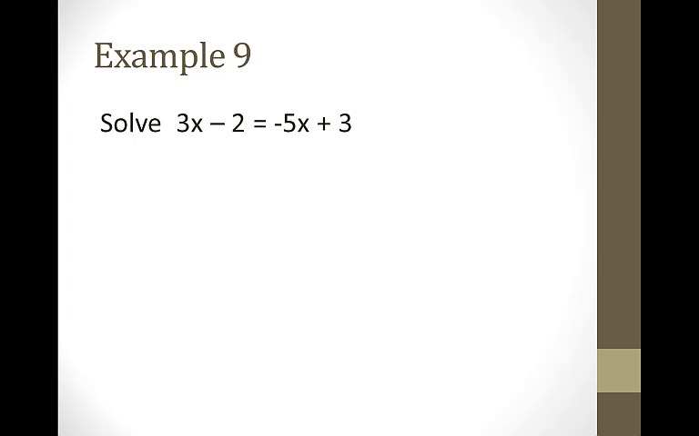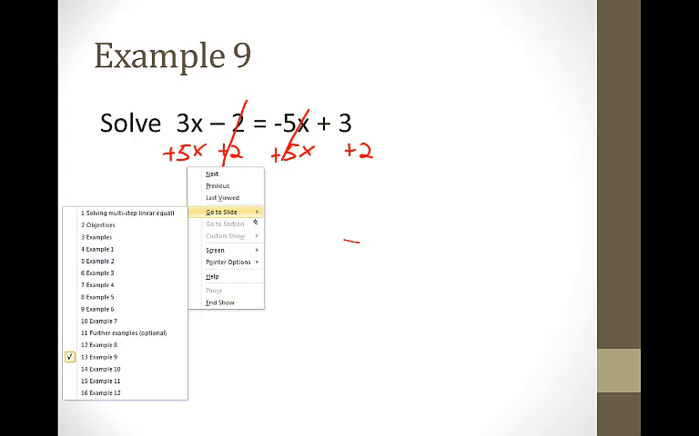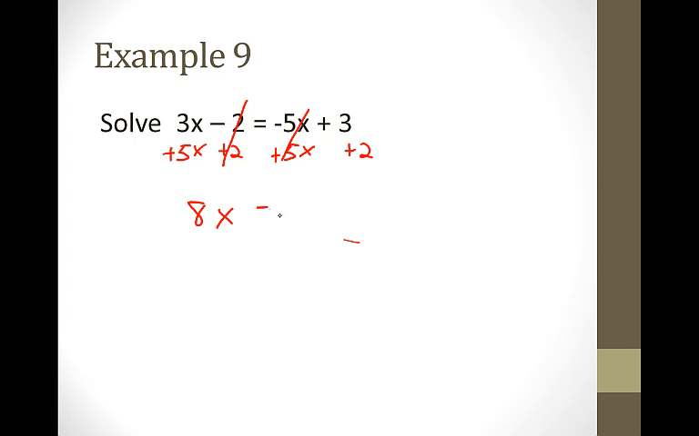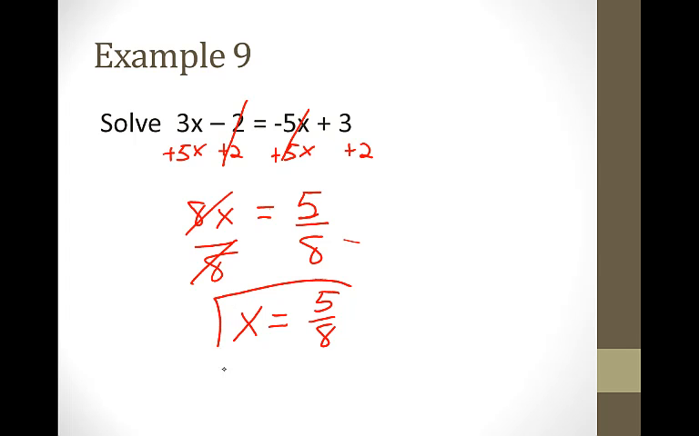Solve 3x minus 2 equals negative 5x plus 3. Getting the x on the left, I'm going to add 5x to both sides. And at the same step, I'll go ahead and add 2. 5x's cancel, 2's cancel, 3x plus 5x is 8x equals 3 plus 2 is 5. Last step, divide by 8. So x equals 5/8. This one is a little harder to check mentally. If you've got a calculator, you can plug it in and check it that way.